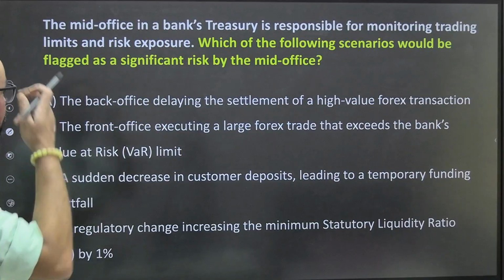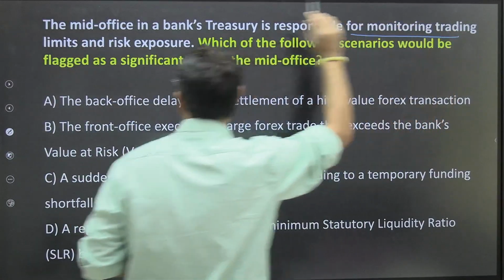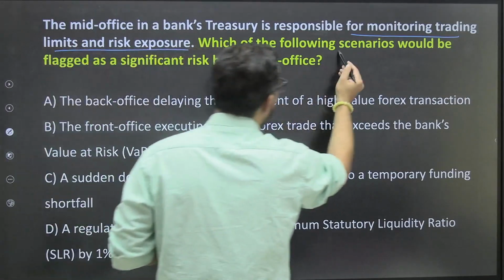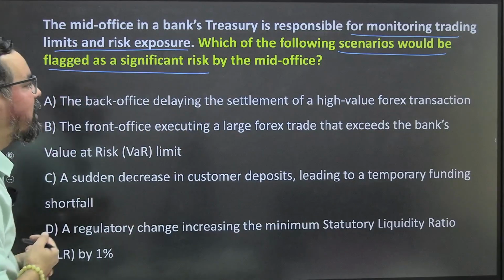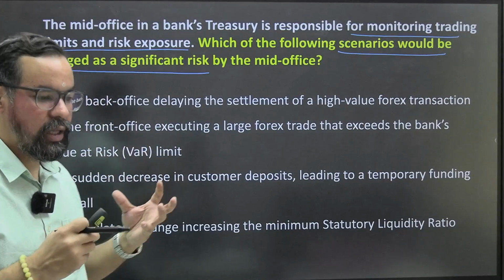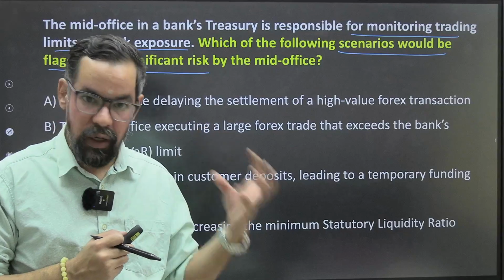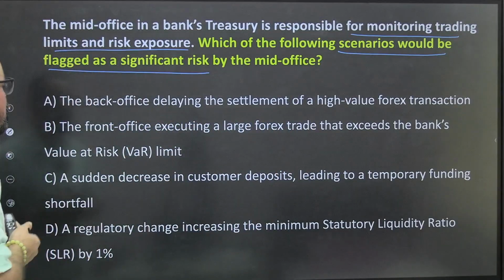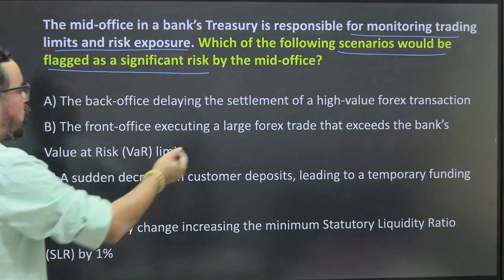So the mid office in a bank treasury is responsible for monitoring trading limits and risk exposure. True. Which of the following scenarios would be flagged as significant risk by the mid office? ठीक है, तो अगर mid office के पास कोई ऐसा scenario आता है जहाँ पे MIS is sending some sort of alerts कि आपका अगर इसको handle नहीं किया है तो there will be some consequences. ठीक है, so the back office dealing the settlements, settlement is not done by the back office.